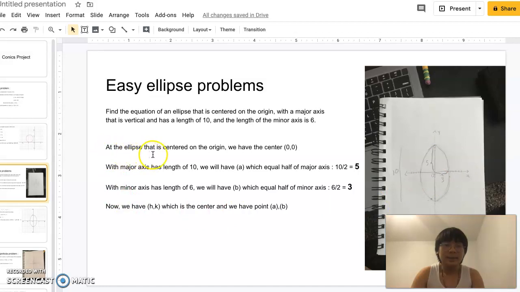The ellipse is centered on the origin, so we have the center (0, 0). With the major axis having a length of 10, we have a equal to half of the major axis, so 10 over 2 is 5. With the minor axis having a length of 6, we have b equal to half of the minor axis, 6 over 2 is 3. Now we have h and k, which is the center, and we have points a and b.